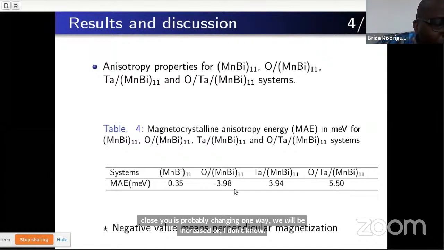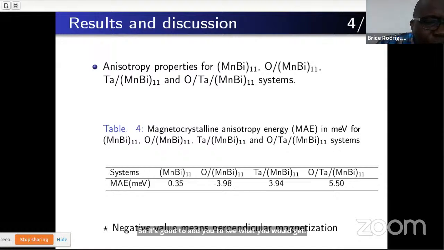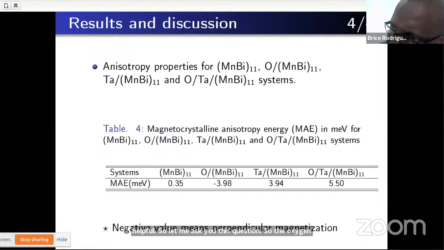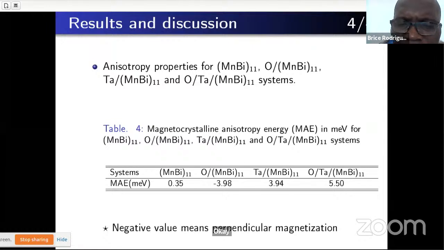For the other ones, I'm not sure the change will be great. I don't know. But adding U to it, for the best system, this can be helpful. So let me ask you this question. The oxygen you add, you just add a single oxygen atom, it's not the oxygen molecule, it's the oxygen atom, right? No, it is an oxygen atom. Okay. So you just add one to the whole surface, to the whole layer?